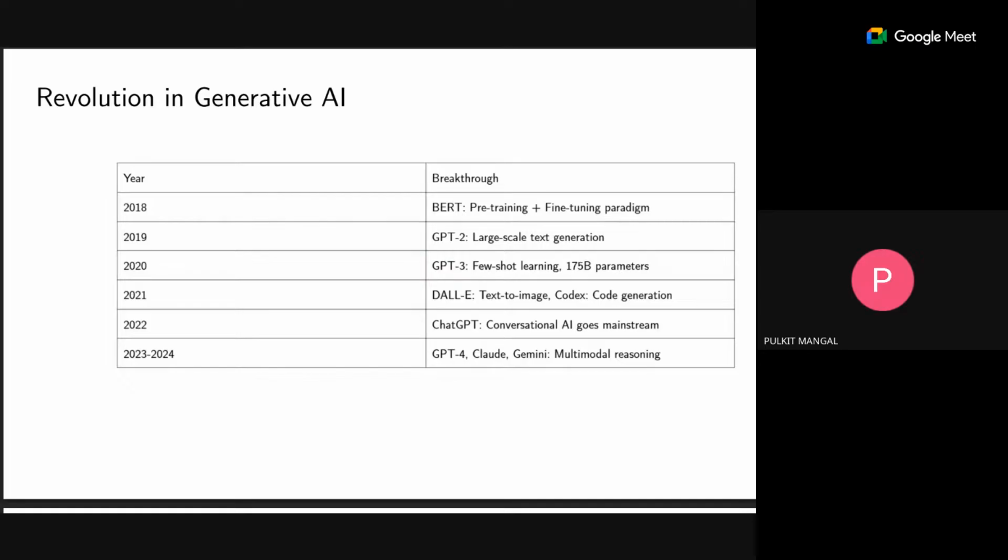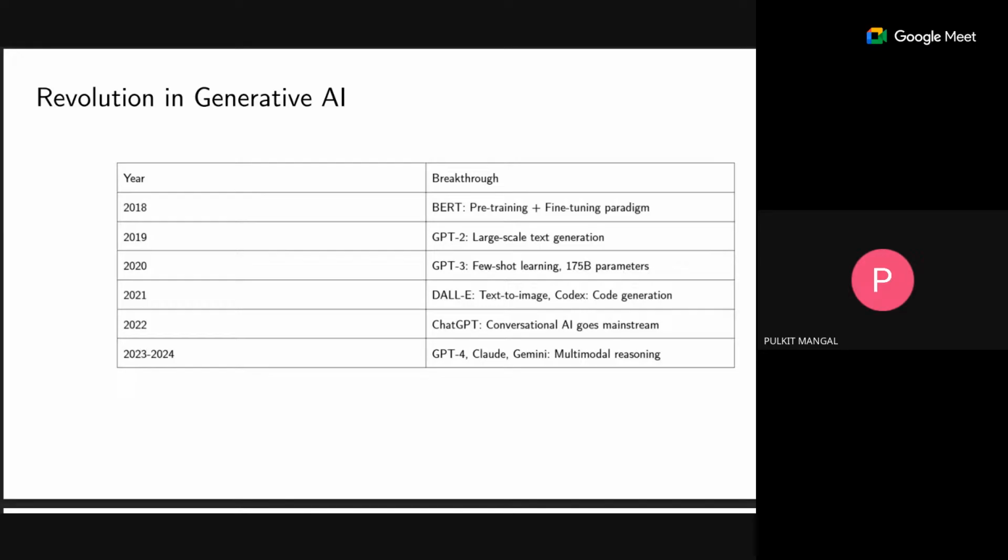Following that, in 2021, DALL-E and Codex were released for code generation and image generation from text to image. And around 2022, with some modification in the GPT-3 model, which they call GPT-3.5 internally, they released ChatGPT, which was the game-changing part and which kind of revolutionized AI. Then the following year, GPT-4 was released by OpenAI, Claude was released by Anthropic, Gemini was released by Google. Now GPT-5 is also released.